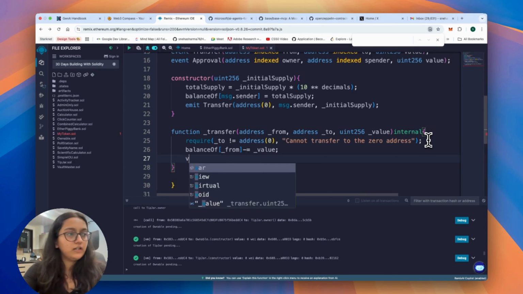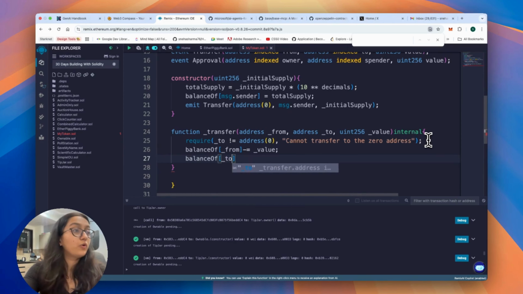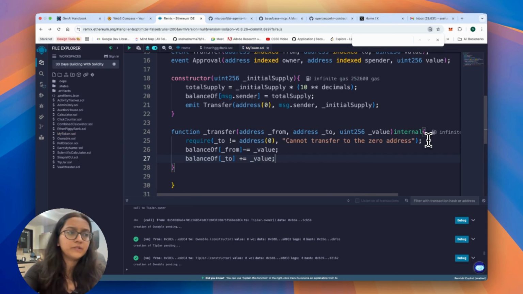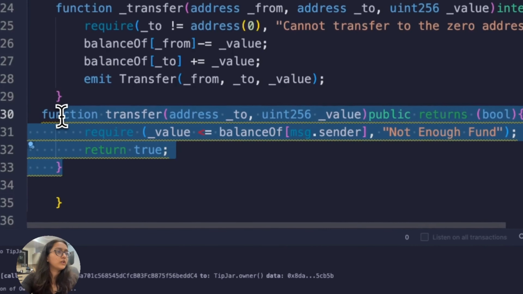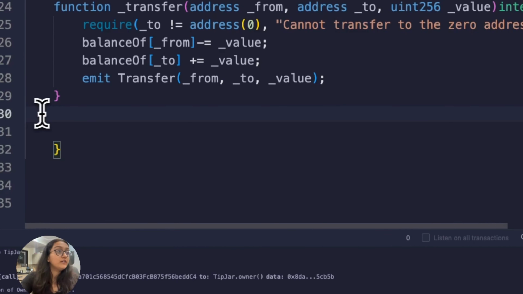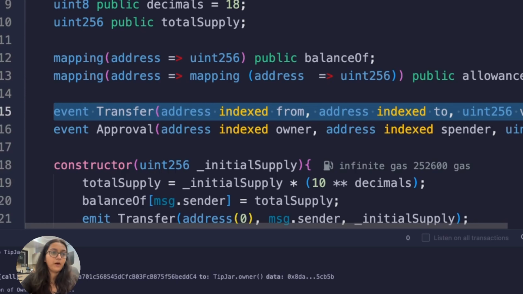Now, similarly, balanceOf underscore to is plus equals underscore value. Very simple addition, no logic here. And then we'll just emit Transfer from, to, value. We've already created an event here, and that is what we are passing here.